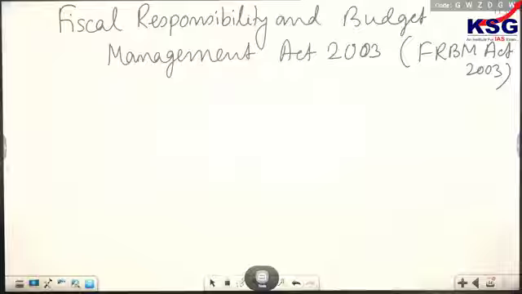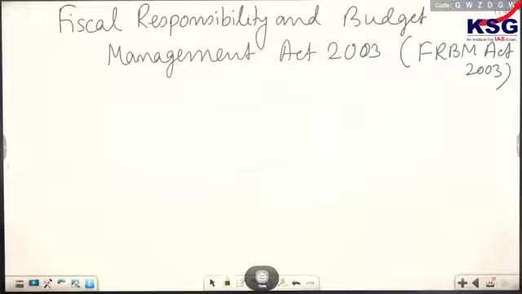Let's stop right. The Government of India notified FRBM rules in July 2004 to specify the annual reduction targets for fiscal indicators.